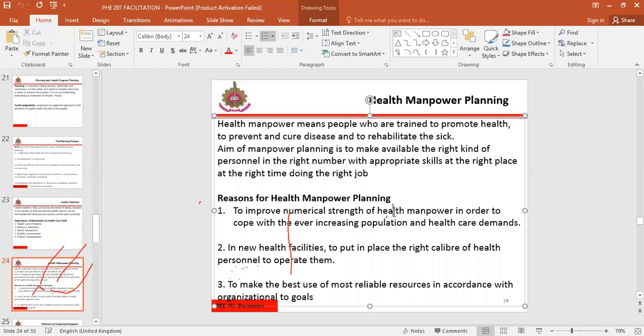There are some reasons for health manpower planning. It is done to improve the numerical strength of health manpower in order to cope with the ever-increasing population and healthcare demands. Another is that in new health facilities, it can be used to put in place the right caliber of health personnel to operate them so as to meet the requirements of the World Health Organization. Another is to make the best use of the most reliable resources in accordance with the organizational goals.